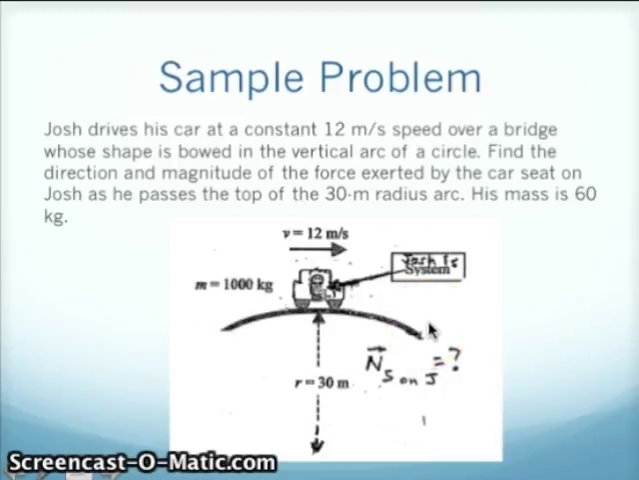So we know that Josh is moving in a circular motion problem. This is the car, and the mass here is indicating the mass of Josh plus the car, but we don't really need that because we're looking at Josh as a system. So Josh is 60 kilograms, and that's going to be our mass that we use later in the problem. And he's going this way at 12 meters per second over there. So just keep all of these factors in mind. These are our givens. And again, we are looking for the force that the seat exerts on Josh.